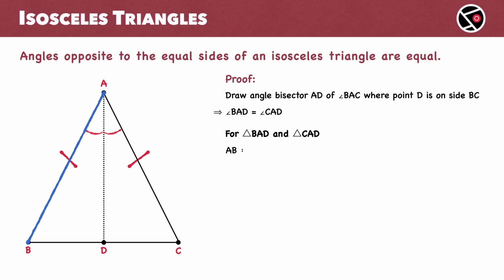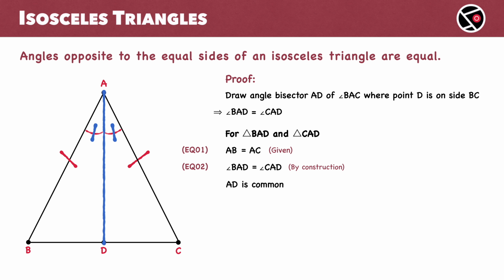AB equals AC, equal sides of isosceles triangle ABC. This is equation number 1. Angle BAD is equal to angle CAD by construction. This is equation number 2. AD is common to both triangles. This is equation number 3.